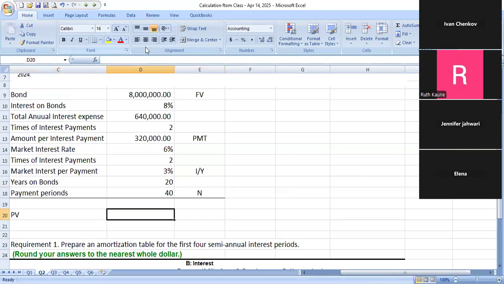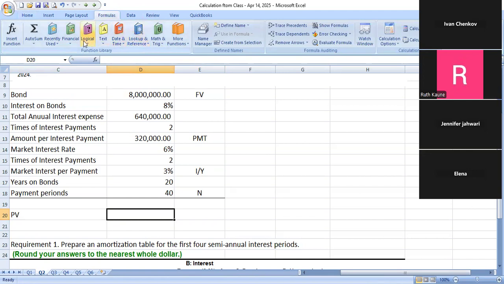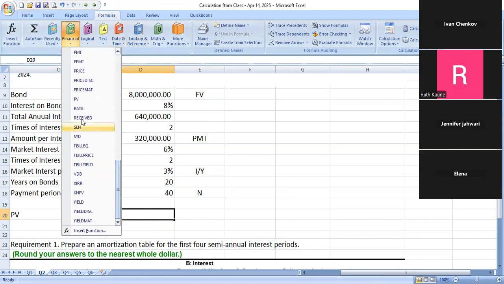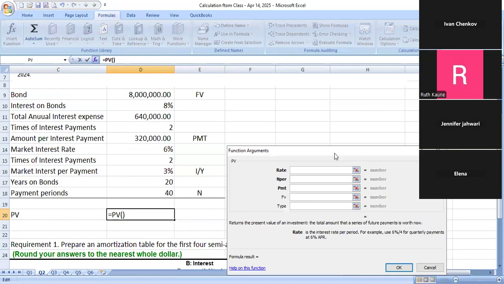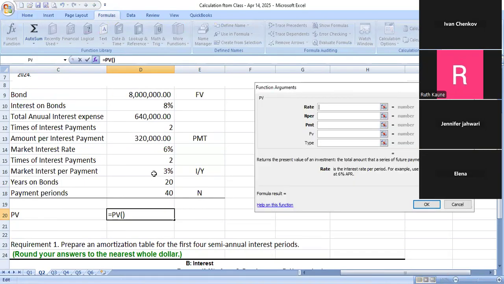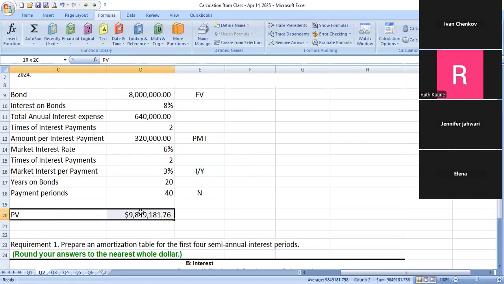So how are we going to get the present value? We're going to go to the formula, or to the financials. On the present value, our rate is 3%. Periods, 40. Payment, 320,000, but since we're paying it, it will be negative, since it's a cash outflow for us. Future value is also an outflow for us. The question is, how much is the present value of the bonds? And we're paying at the beginning, so we can ignore this one, and that will be our present value right here.